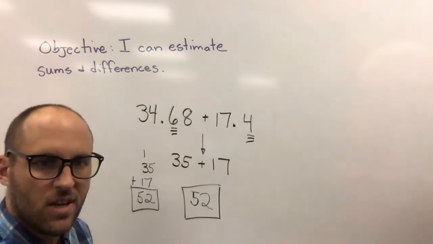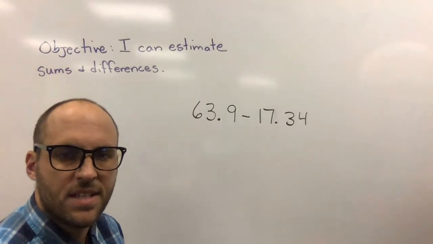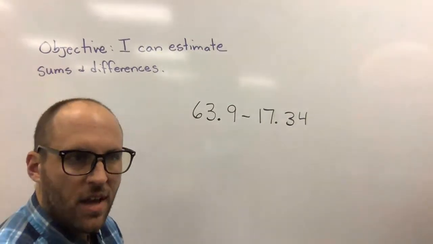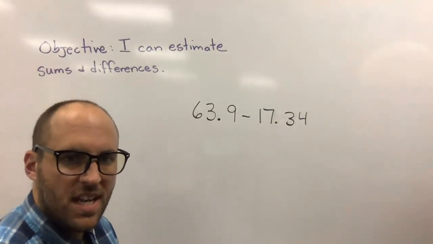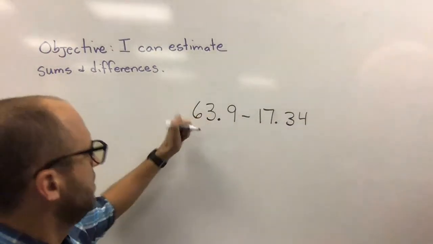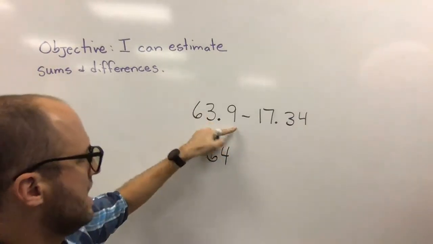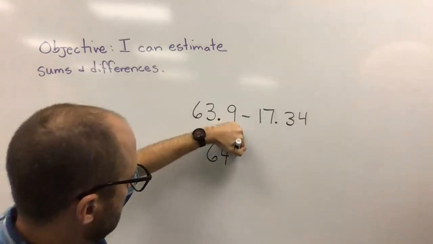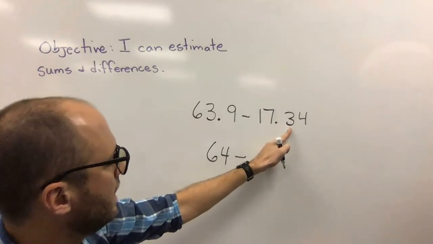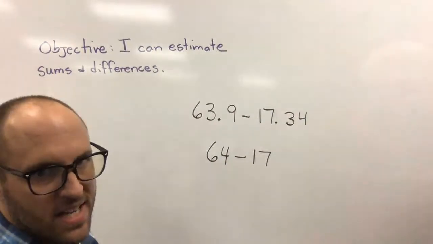Let's look at another estimating question. So for this problem, friends, we have 63 and 9/10 minus 17 and 3/10. Again, there's no specific part telling us what to estimate, so we're going to estimate to the nearest whole number. 63 and 9/10, that's going to round to 64 because this 9 always tells us to round to the next number. Bring down the subtraction. Now we have 17 and 3/10. We look at this 3. It tells us to keep that number the same. So we have 64 minus 17.